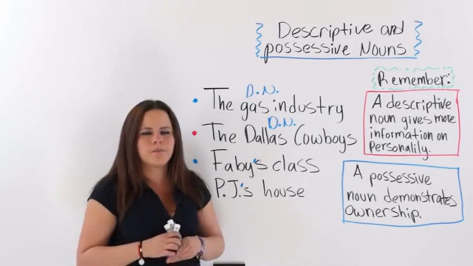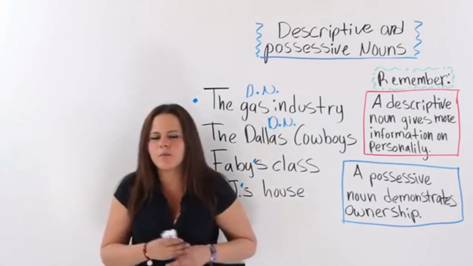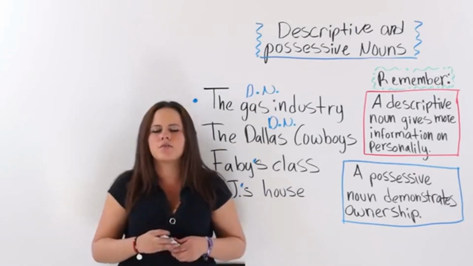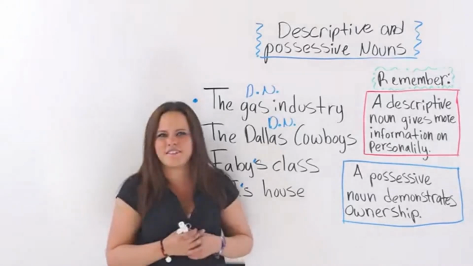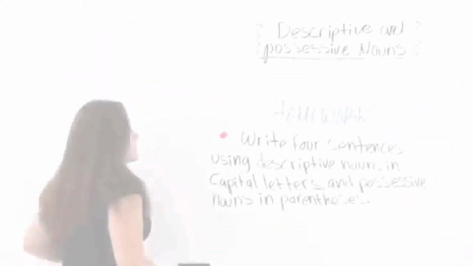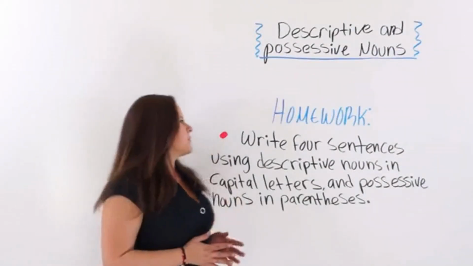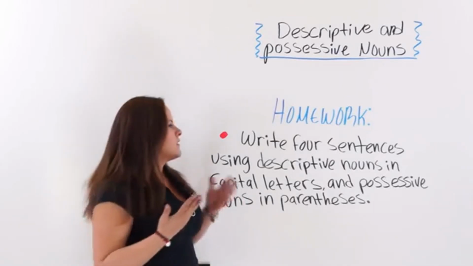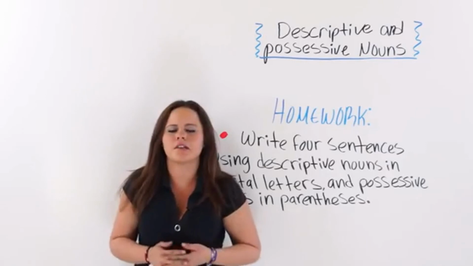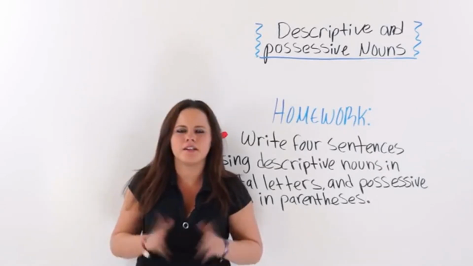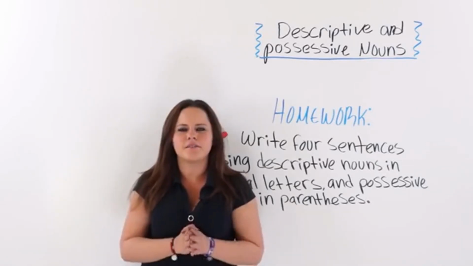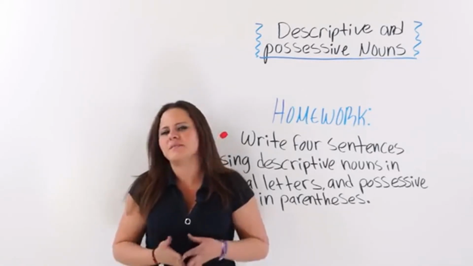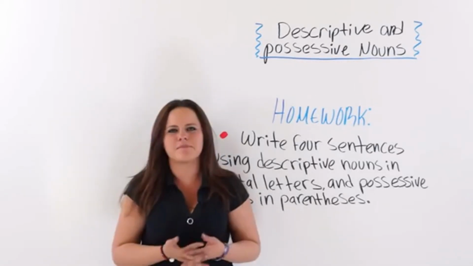Next, I will leave you some homework, because remember that you need to practice as much as you can in order to improve your English. For homework, you are going to write 4 sentences using descriptive nouns in capital letters and possessive nouns in parentheses. Okay, if you have a workbook, please do your homework in your workbook. And if you don't, please leave your homework in the comment section below this video.